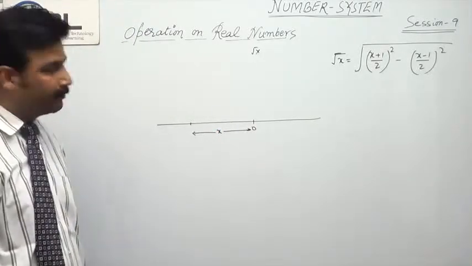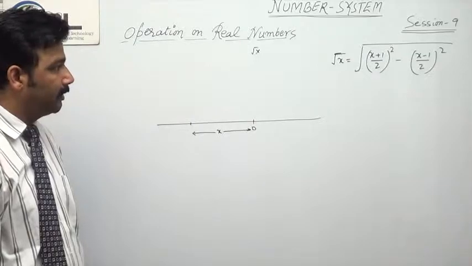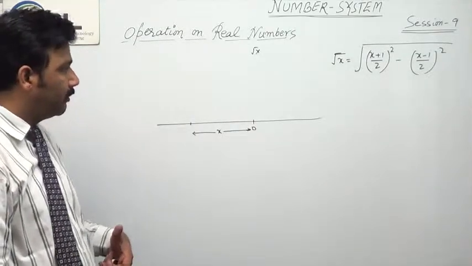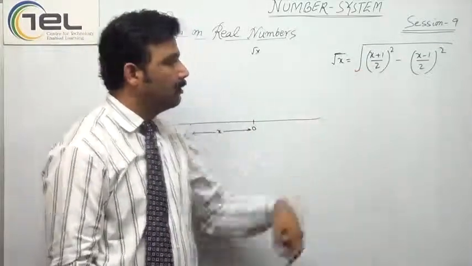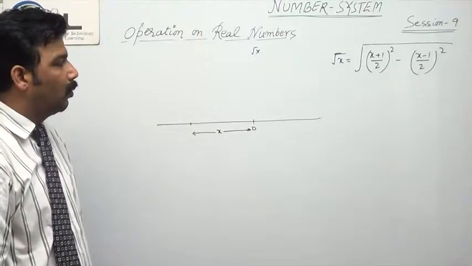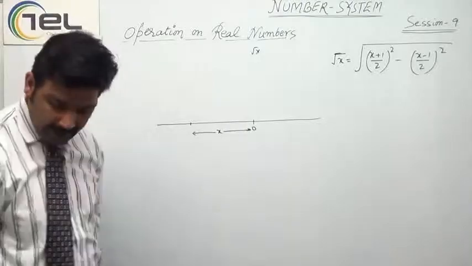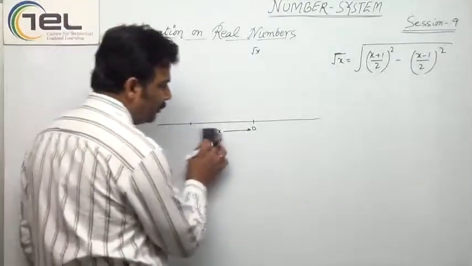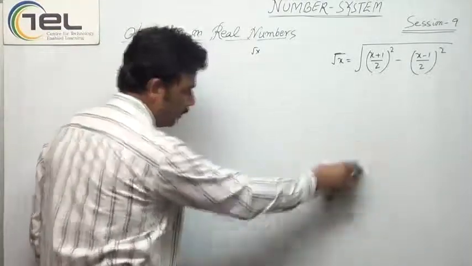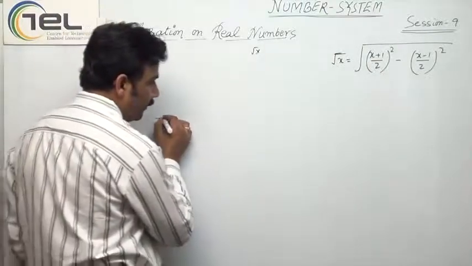This distance is x. I am taking this distance x. Now what I need? I need (x plus 1) by 2. Or I can normally, without any 0 also, mark it like this. I can mark it very easily on a number line.